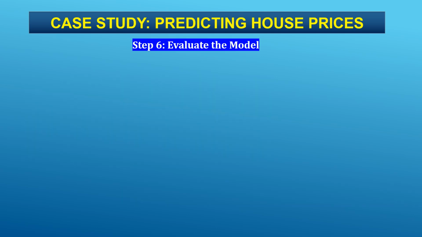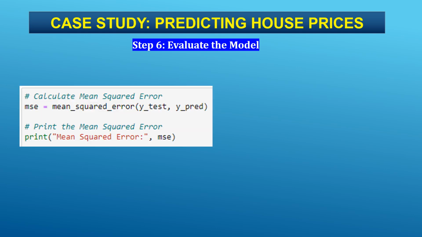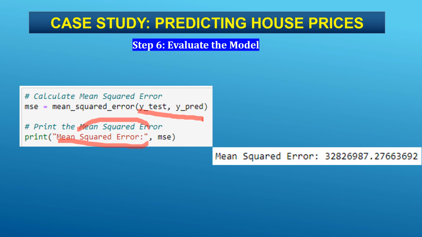Step 6, evaluate the model. We evaluate the model's performance using mean squared error, MSE, which measures the average squared difference between the predicted and actual values. Code: mean_squared_error of y_test and y_pred calculates the mean squared error between the actual and predicted values. We print the mean squared error, and this one is the result.